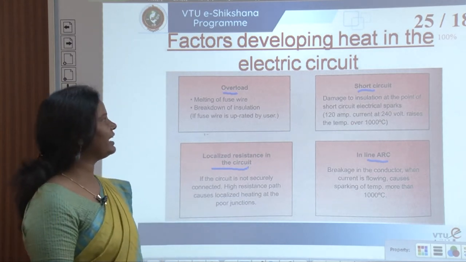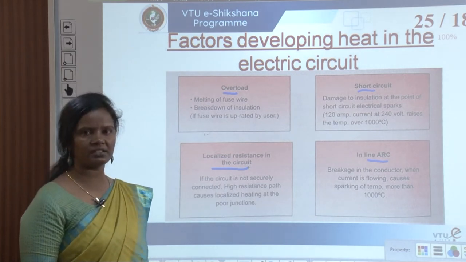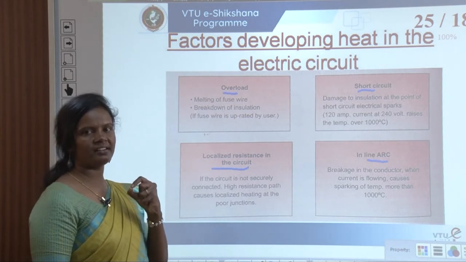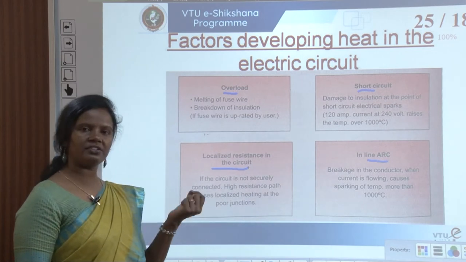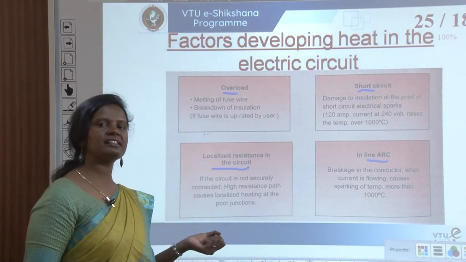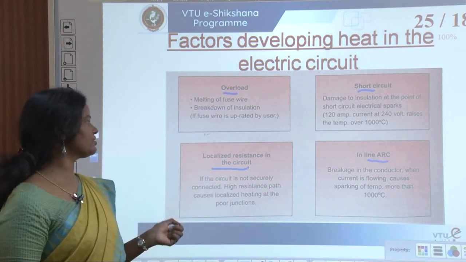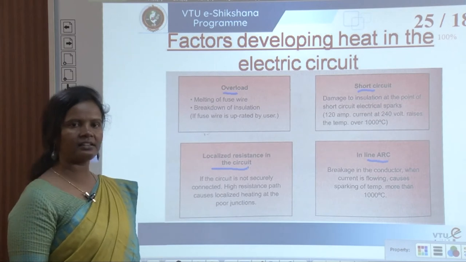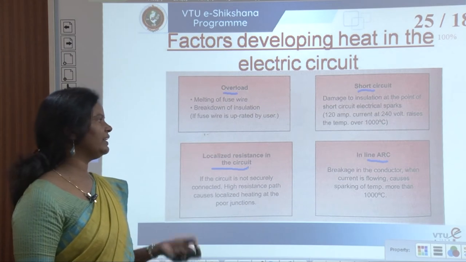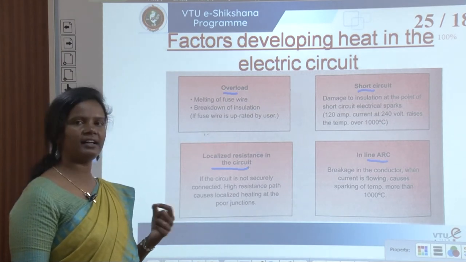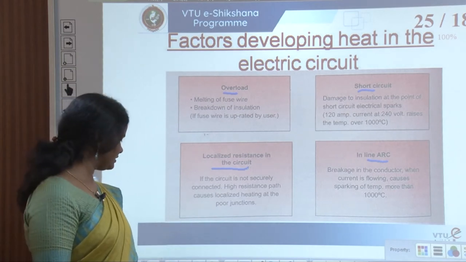Short circuit: damage to insulation at the point of short circuit, electrical sparks. 120 ampere current at 240 volt raises the temperature over 1000 degrees centigrade. Localized resistance in the circuit: if the circuit is not securely connected, a high resistance path causes localized heating at the power junctions. Inline arc: breakage in the conductor when current is flowing causes sparking of temperature more than 1000 degrees centigrade.